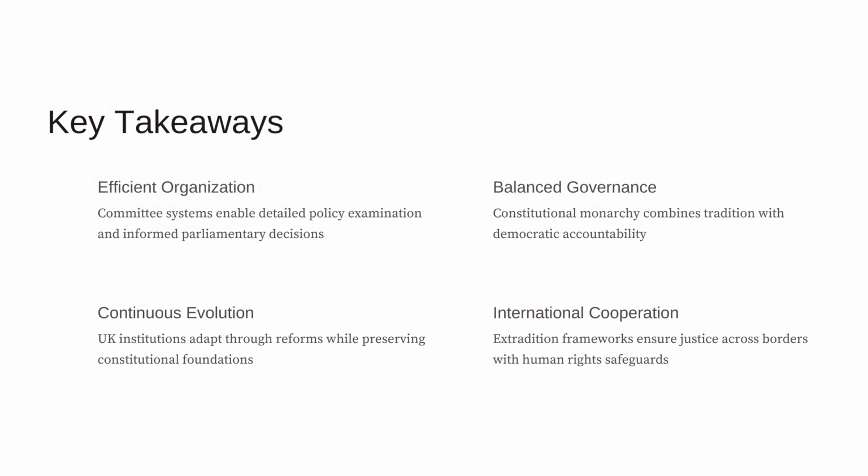Key takeaways: efficient organization. Committee systems enable detailed policy examination and informed parliamentary decisions. Balanced governance. Constitutional monarchy combines tradition with democratic accountability. Continuous evolution. UK institutions adapt through reforms while preserving constitutional foundations. International cooperation. Extradition frameworks ensure justice across borders with human rights safeguards.